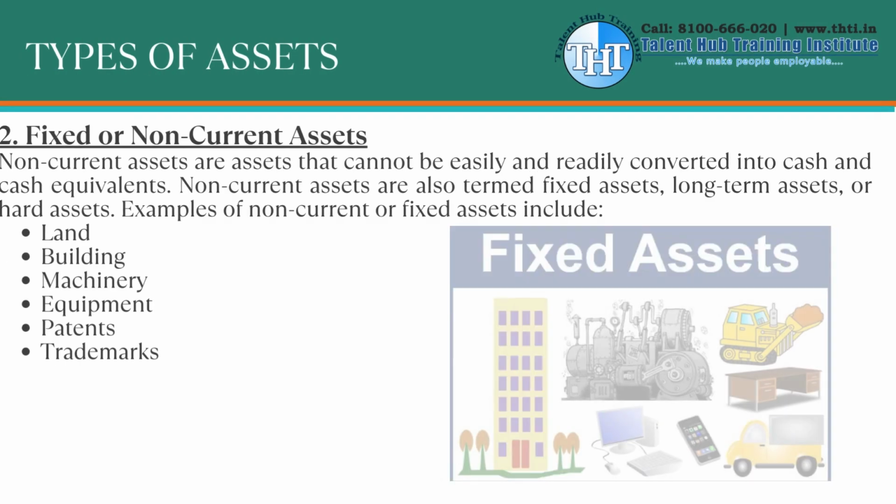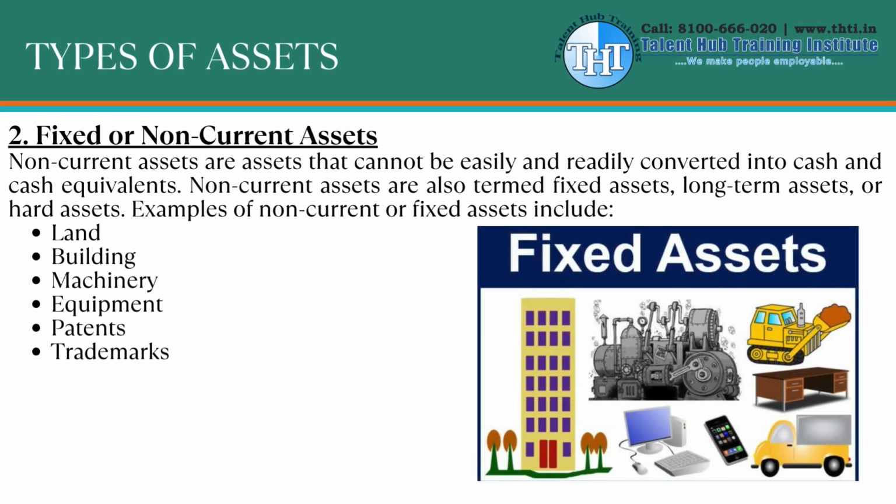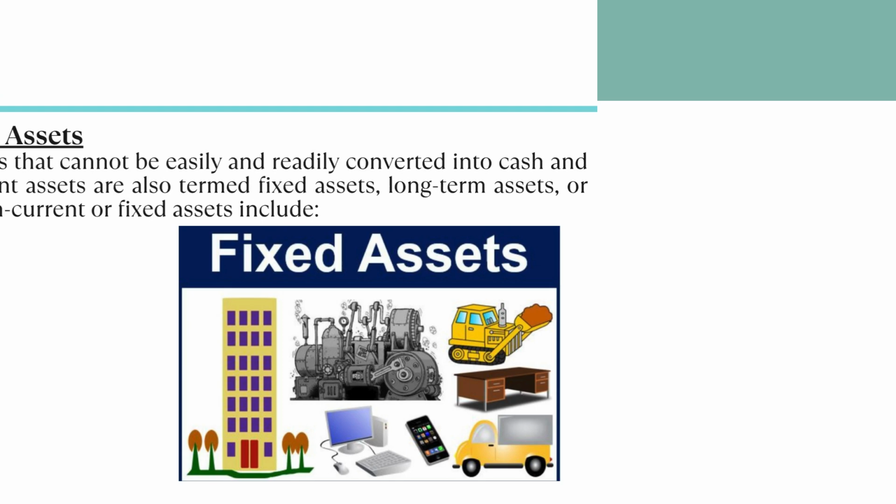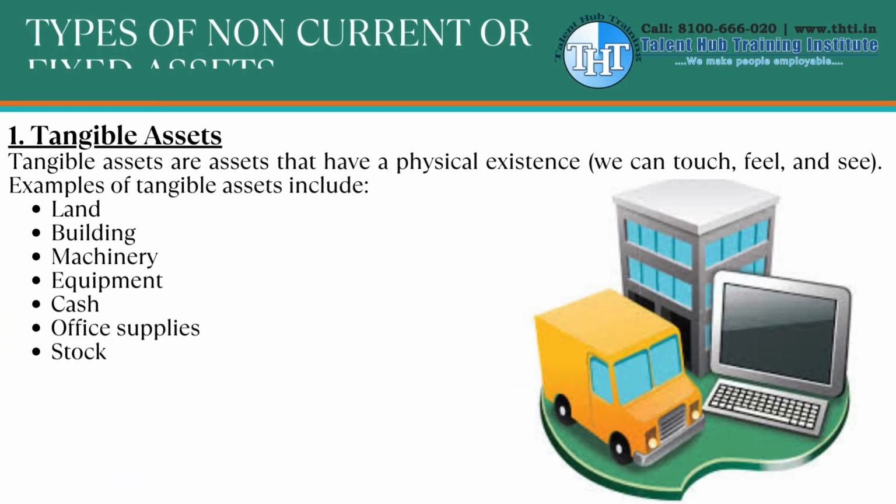Fixed or non-current assets. Non-current assets are assets that cannot be easily and readily converted into cash and cash equivalents. Non-current assets are also termed fixed assets, long-term assets, or hard assets. Examples of non-current or fixed assets include land, building, machinery, equipment, patents, trademarks. Tangible assets. Tangible assets are assets that have a physical existence, we can touch, feel, and see. Examples of tangible assets include land, building, machinery, equipment, cash, office supplies, stock.